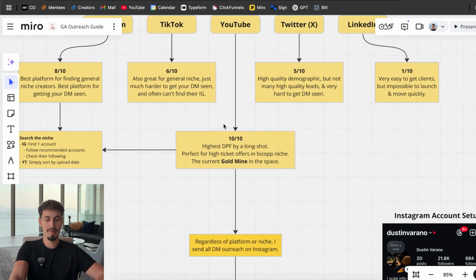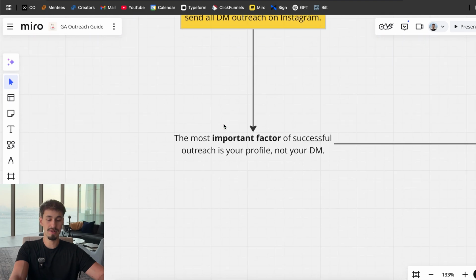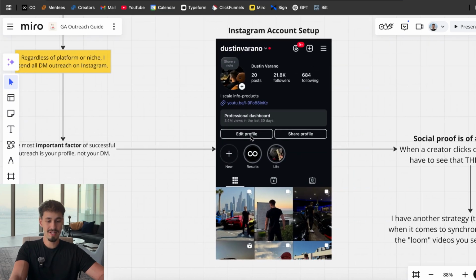Regardless of the platform or the niche, I send all my DM outreach on Instagram. Like I was saying, no matter where they are, I send the DM to them on Instagram. The most important factor of successful outreach is actually not the DM. It's the profile, okay? So let's take a look.